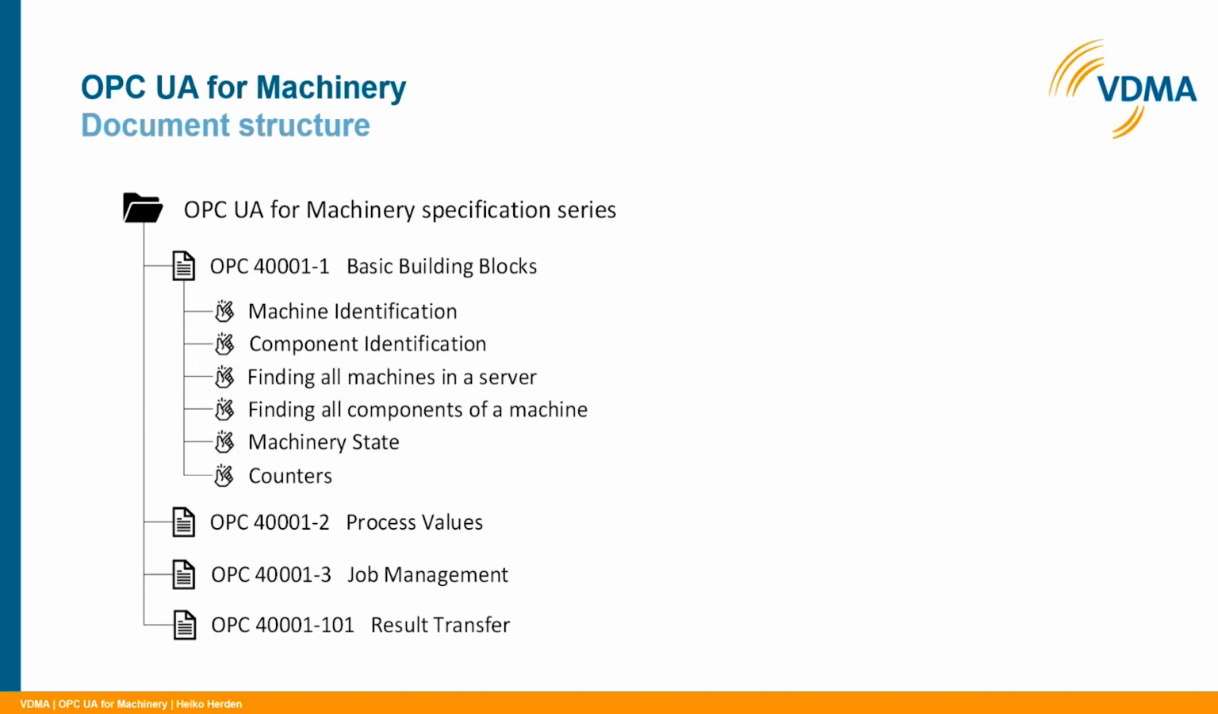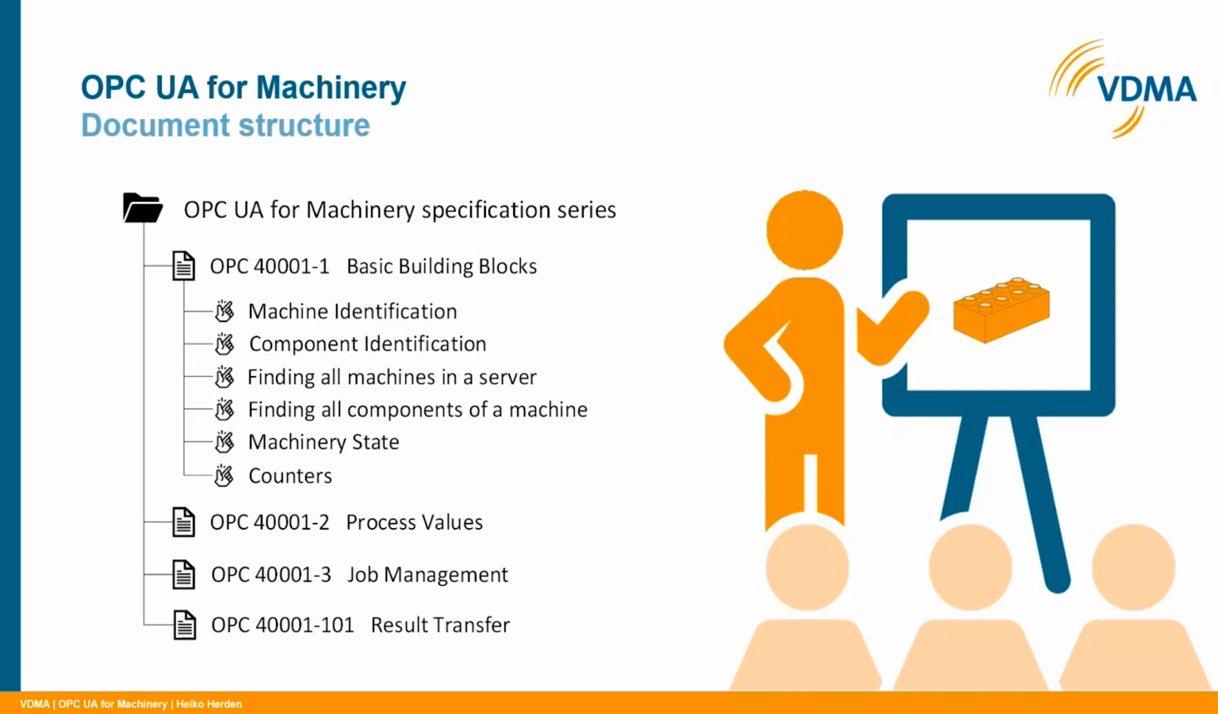I mentioned already that OPC UA for machinery has these different building blocks defined, and you will find most of the building blocks in the document 40001 Part 1, basic building blocks. But other building blocks you will find in Part 2 or Part 3, so for process values and job management, or also in Part 101. What we did is we said we need these different specifications so you don't have to use everything every time. And we use the numbers starting from 101 for topics that we thought are a little bit less generic, but still needed from several domains. So what we are going to do now is to take a look at those single building blocks in these different documents so that you get an idea of what we have defined in OPC UA for machinery.